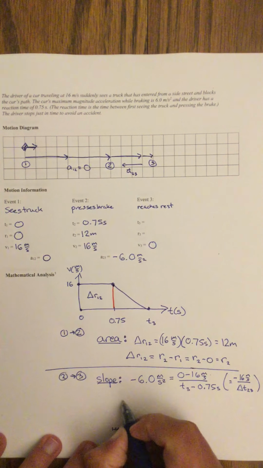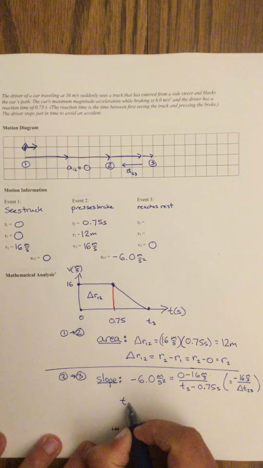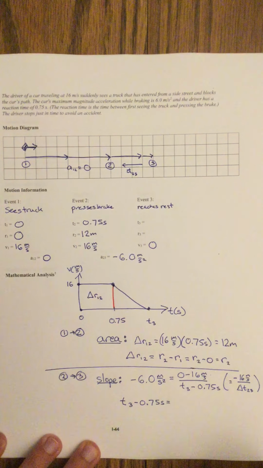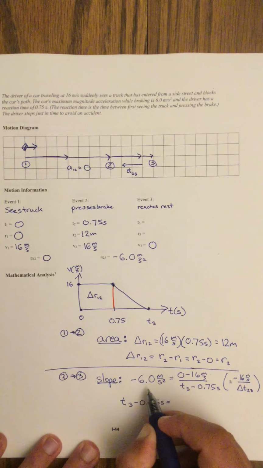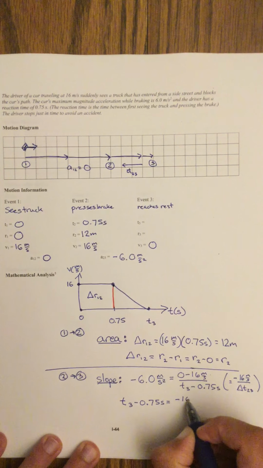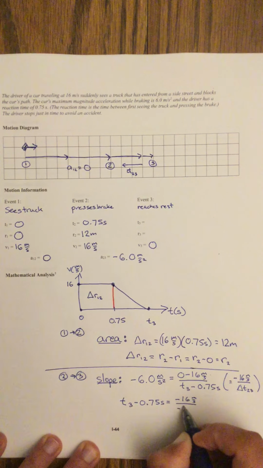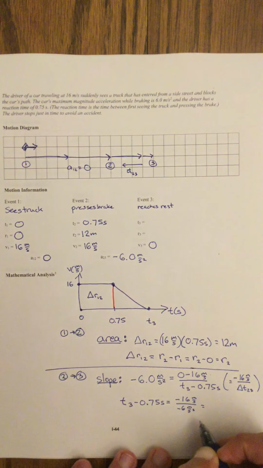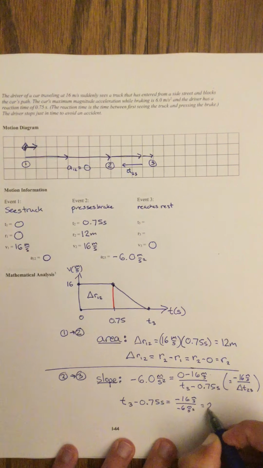Okay, so if I multiply both sides by T3 minus 0.75 seconds and divide both sides by negative 6 meters per second squared, I get this, which is 2.67 seconds.